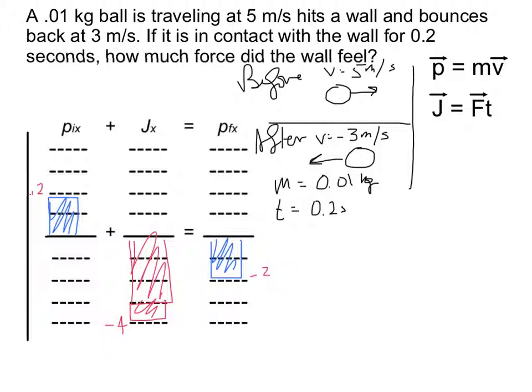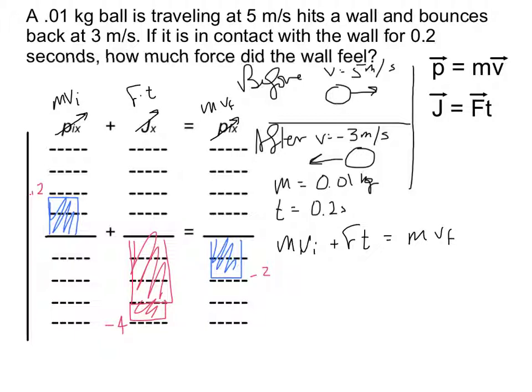So now we've filled out our bar chart. We do step 3, which is substitute and simplify equations. So our initial momentum is going to be mass times the initial velocity. Impulse is force times time. And our final momentum is going to be mass times the final velocity. So then we rewrite that. Mass times the initial velocity plus force times time is equal to mass times final velocity.